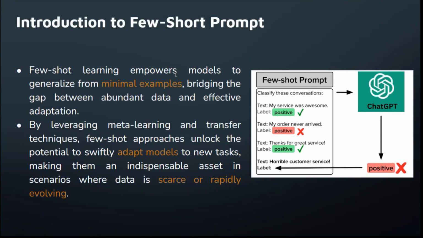All right, let's break this suspense and move towards the introduction of this technique. Few-shot learning is like the secret sauce that makes a model learn from just a few examples. Imagine they can go from a tiny data set to perform complex tasks like a champ. But how is that possible? That is possible by using meta learning and transfer techniques. We are bridging the gap between limited data and top-notch performance.